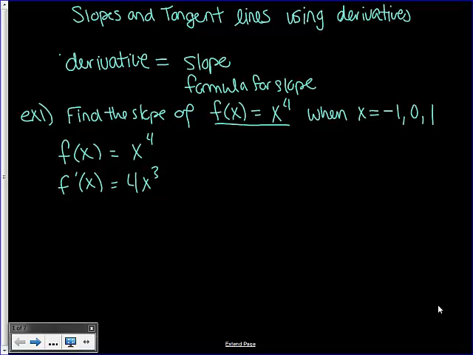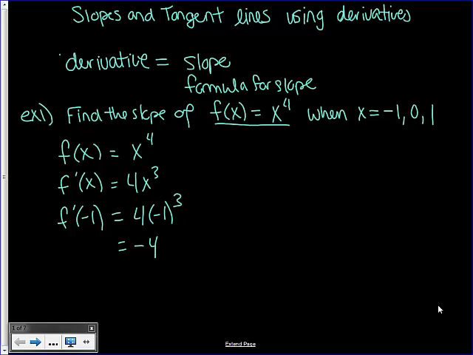Remember, my exponent comes down and I subtract 1. Now all I have to do is plug in my values. So f prime of -1, we just plug our values of x into my derivative. So f prime of -1 is 4 times -1 cubed. Well, -1 cubed is still -1 times 4 is -4. That's part of my answer.